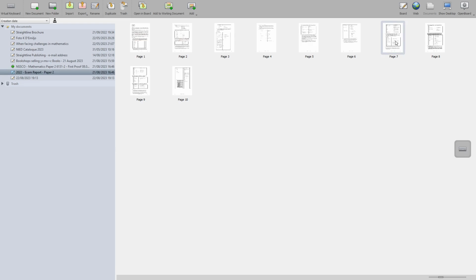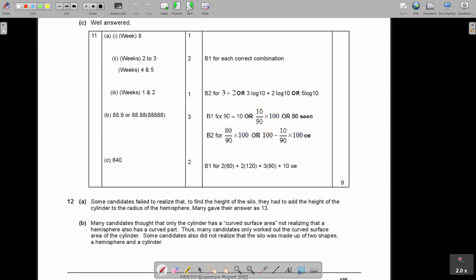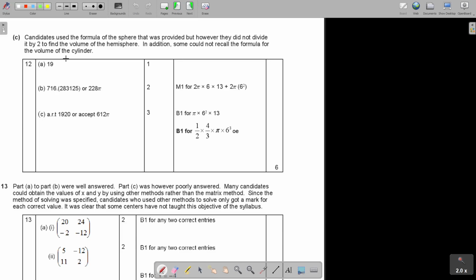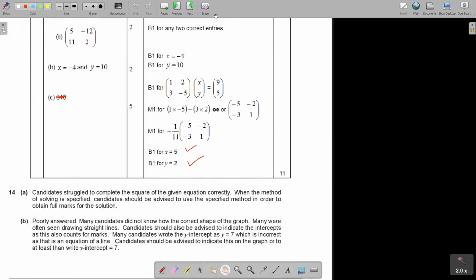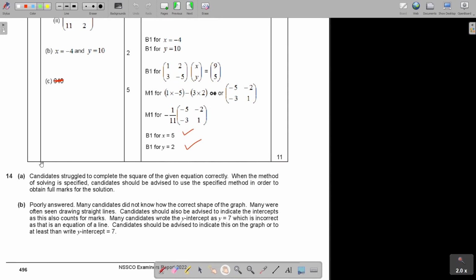Okay, I think we can be here or even on. It's on. Okay, and I think it's still on 14. Yes. Candidates struggle to complete the square of the given equation correctly. When the method of solving is specified, candidates should be advised to use the specified method in order to obtain full marks for the solution. Okay, they said by completing the square.